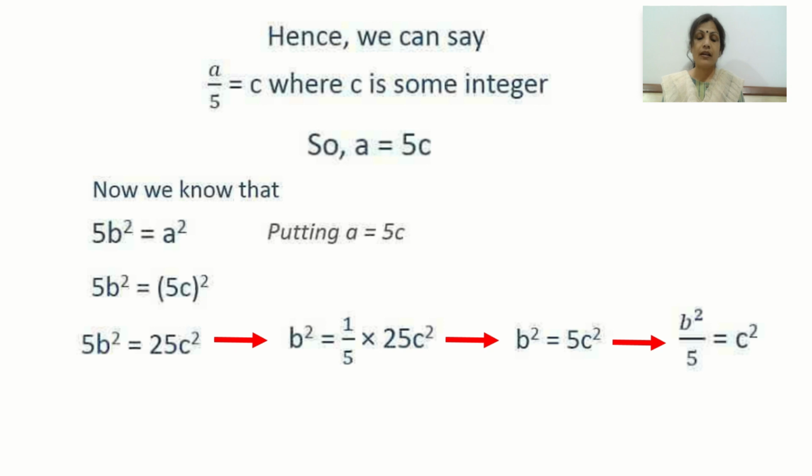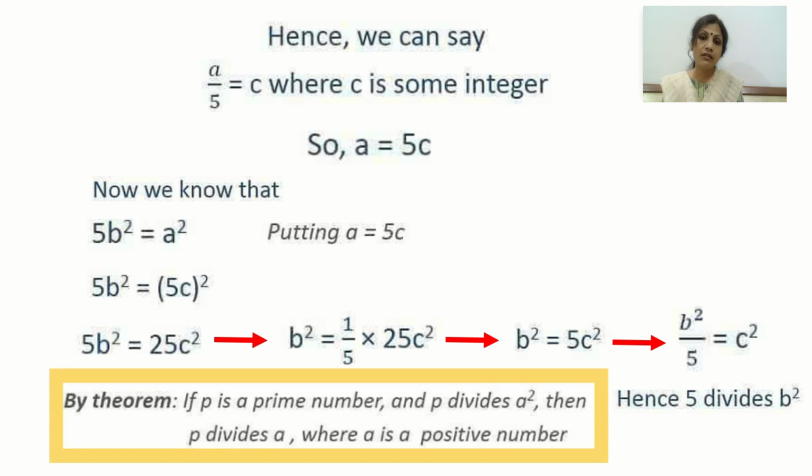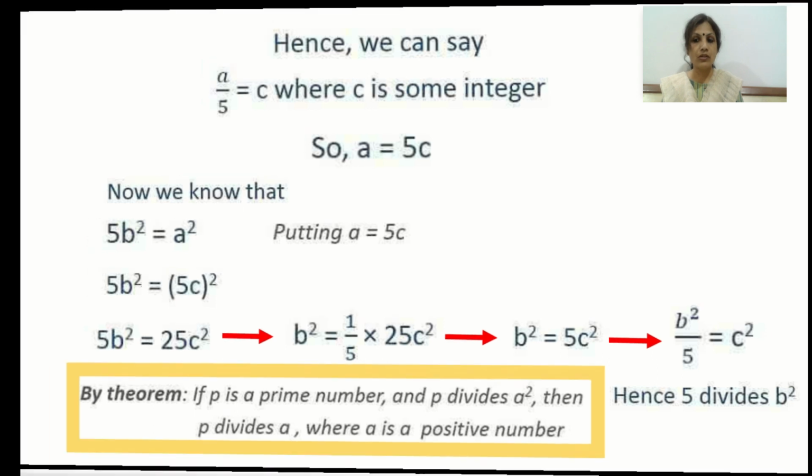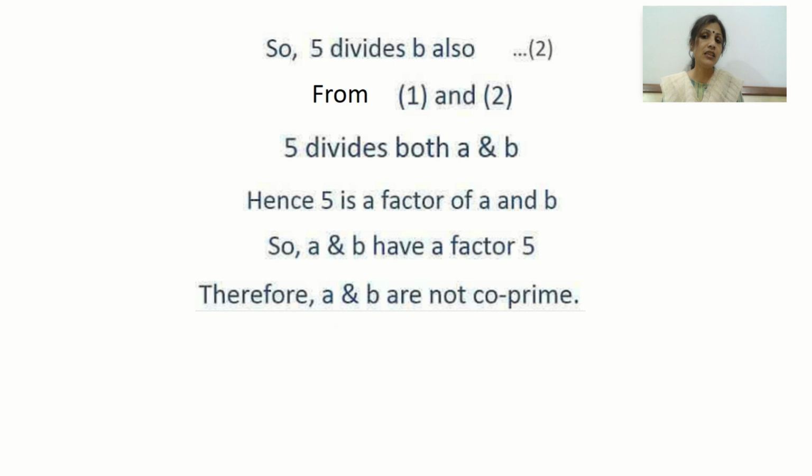So what does this say? Again, the theorem says that if p is a prime number and if p divides a square, then p divides a as well, where a is a positive number. And in our case, what do we get? 5 divides b square, so 5 divides b also. Correct? So we will consider this as equation 2. So considering equation 2 which we got, we conclude that 5 divides both a and b, and therefore 5 is a factor of both a and b. Therefore a and b are not co-prime numbers, because co-prime numbers have only one common factor. Hence our assumption is wrong.